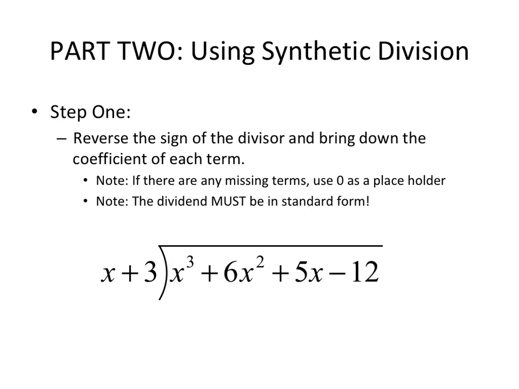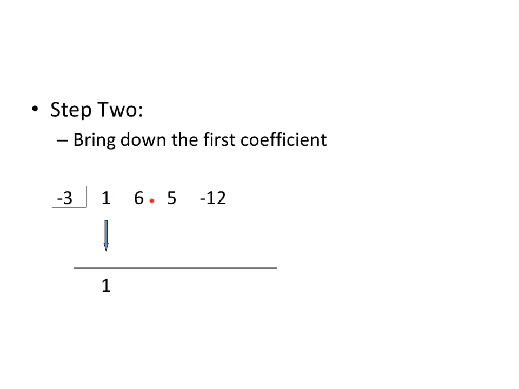So on the next slide, I have the coefficients for each of our terms here, and I have reversed the sign of the divisor. So here are my coefficients. Here is my divisor. You'll notice the factor was x plus 3, and so I've written negative 3. And then step 2 is to just bring down this first coefficient, whatever it is. It doesn't have to be a 1. So the first step is to rewrite this, and then you multiply each of these by the divisor, and then you add.